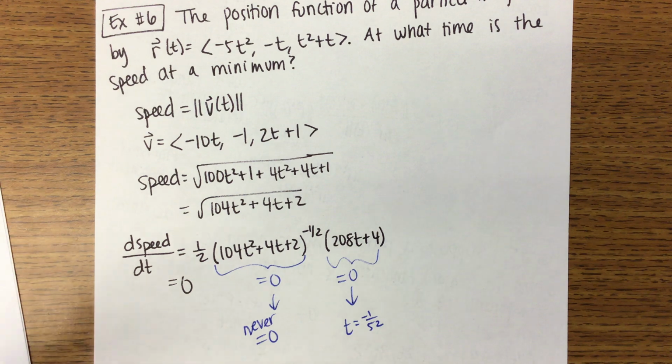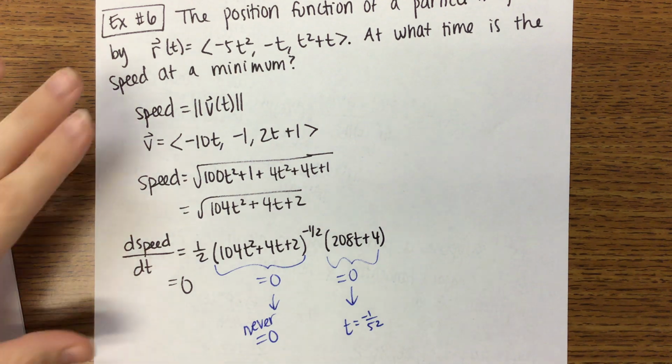Okay, you cannot stop here. So you can't just leave an answer of t equals negative 1 over 52, because you have to prove to me that this is in fact the minimum. Now, if you remember from Calc 1 and Calc 2, proving when something's a minimum, you're going to use, in all likelihood, the first derivative test.